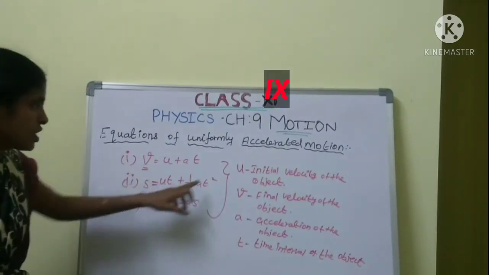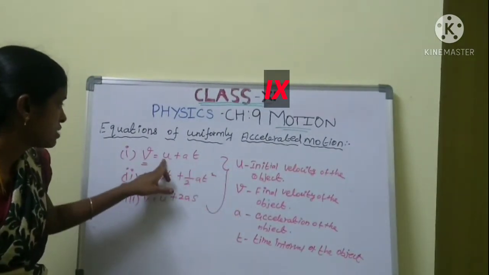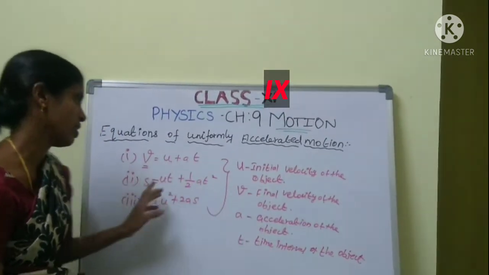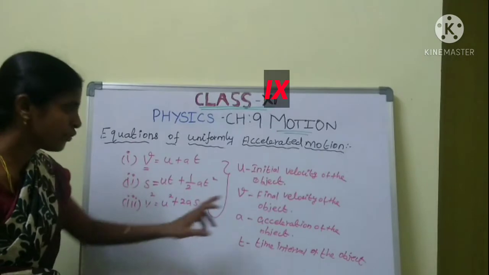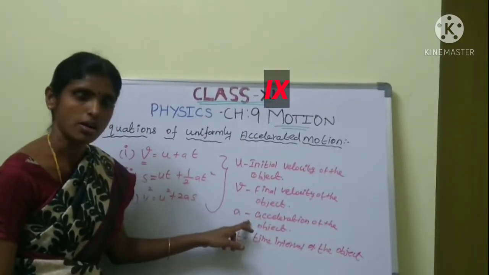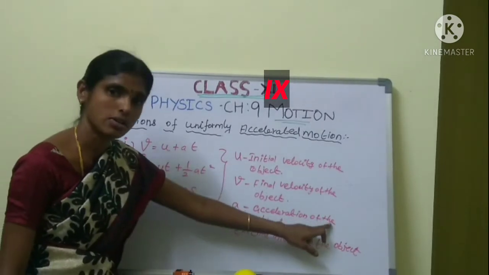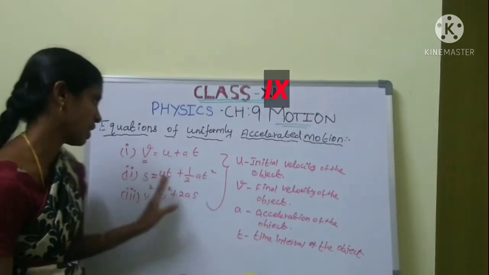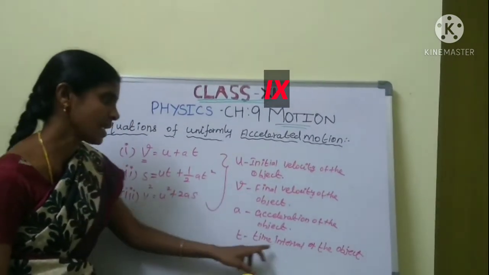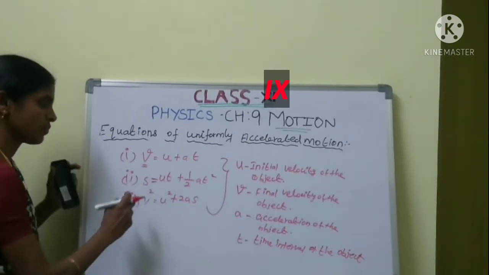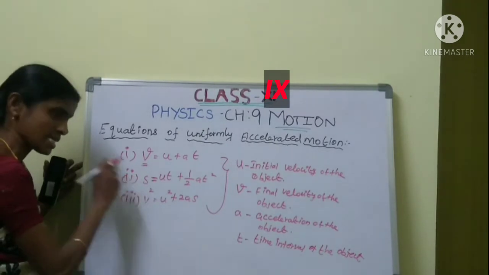You know very well what u is. What is meant by u? Initial velocity of the object. What is meant by v? Final velocity of the object. What is meant by a? Acceleration of the object. What is meant by t? t is the time interval of the object. Are you clear? Next equation, s.